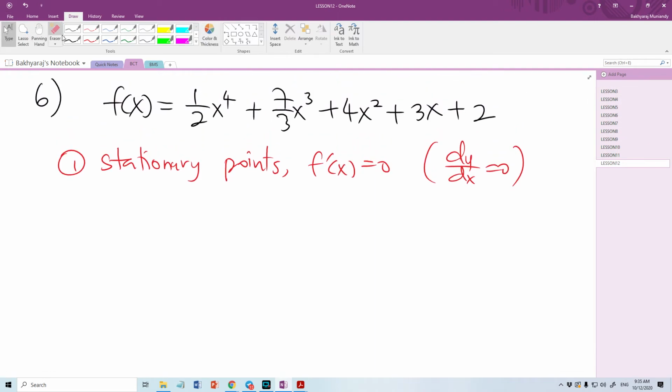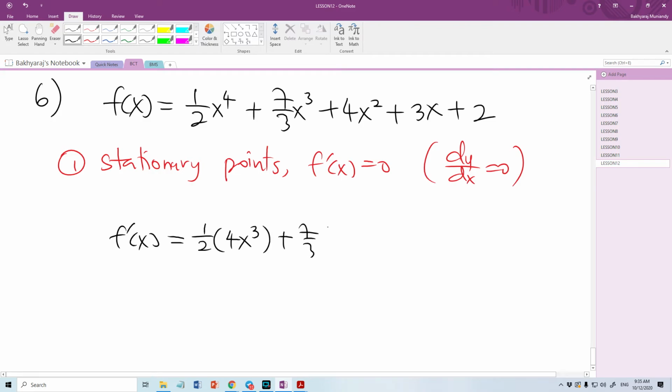Okay, so f(x) will give you, first order. Kita pergi first order. F prime x is equal to, when you differentiate, you get 1 over 2. Kalau ini macam ni fraction banyak you can do this also. 1 over 2 times 4x power of 3 plus 7 over 3 times 3x square and then 4 times 2x plus 3.